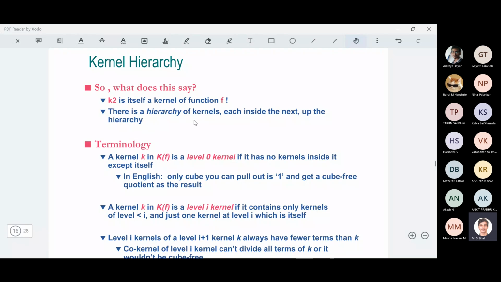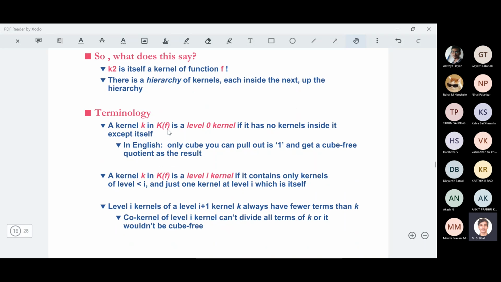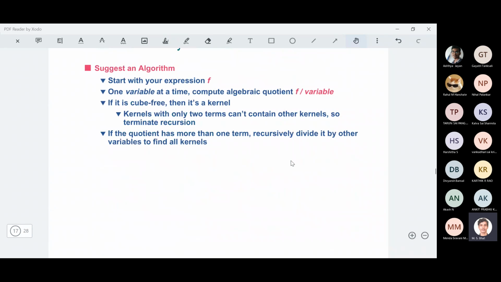Okay. So there is a hierarchy of kernels, each inside the next one up. A kernel K in KF is a level 0 kernel if it has no kernels inside it. When you have just 2 cubes left in a kernel, then you cannot find more kernels; there cannot be kernels inside that 2 cube kernel. Okay. So you can see here.